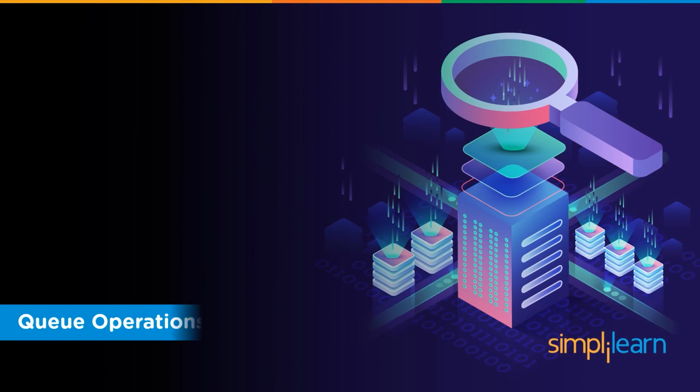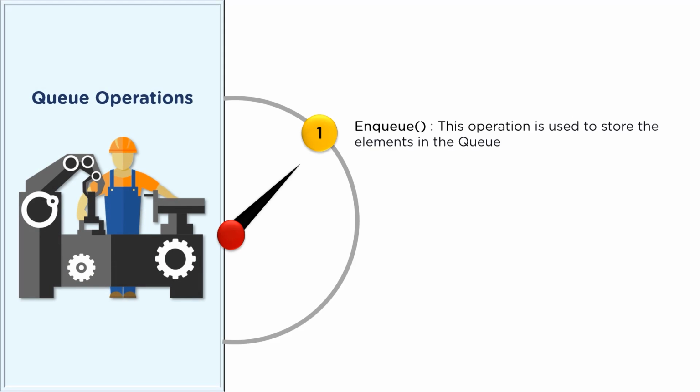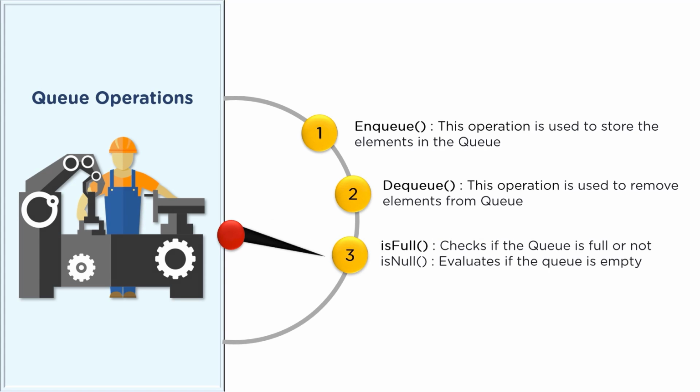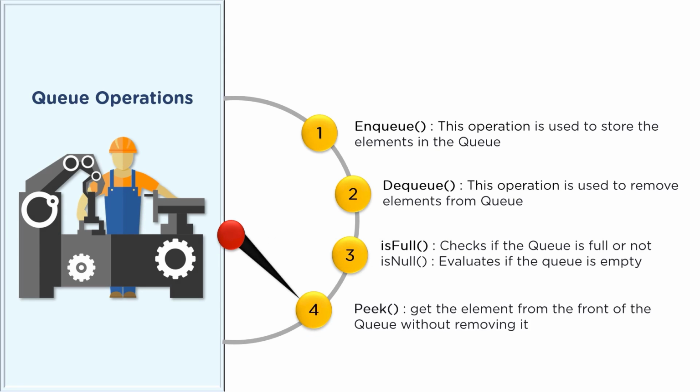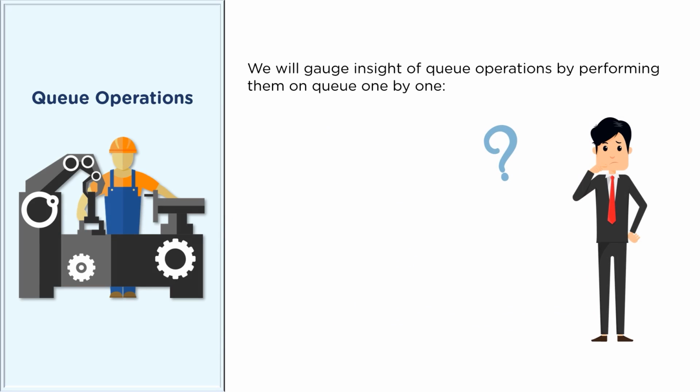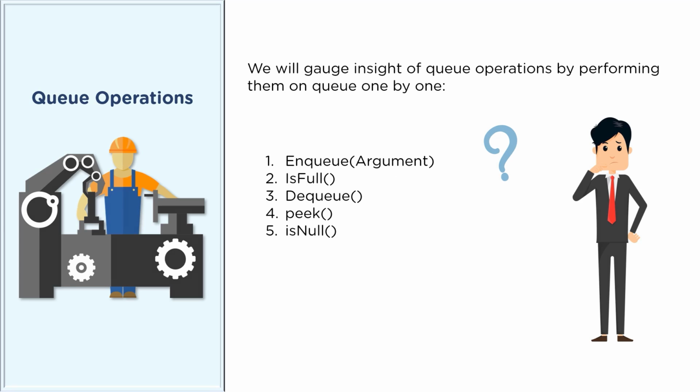Moving on, let's discuss the operations in queue data structures one by one. The first operation is enqueue. It is used to store the elements in the queue. Next up is dequeue. This operation is used for removing them. Further, we have isFull and isNull operations. The isFull function scrutinizes if the queue is full or not, and the isNull operation evaluates if the queue is empty. We also have a peek operation that helps you get the element from the front of the queue without removing it. Let's now understand how these operations work with the help of the following examples.